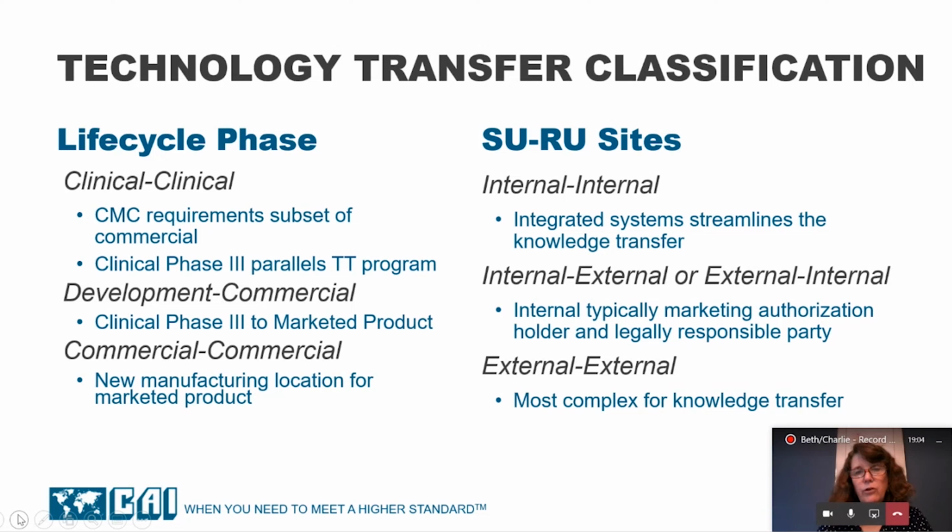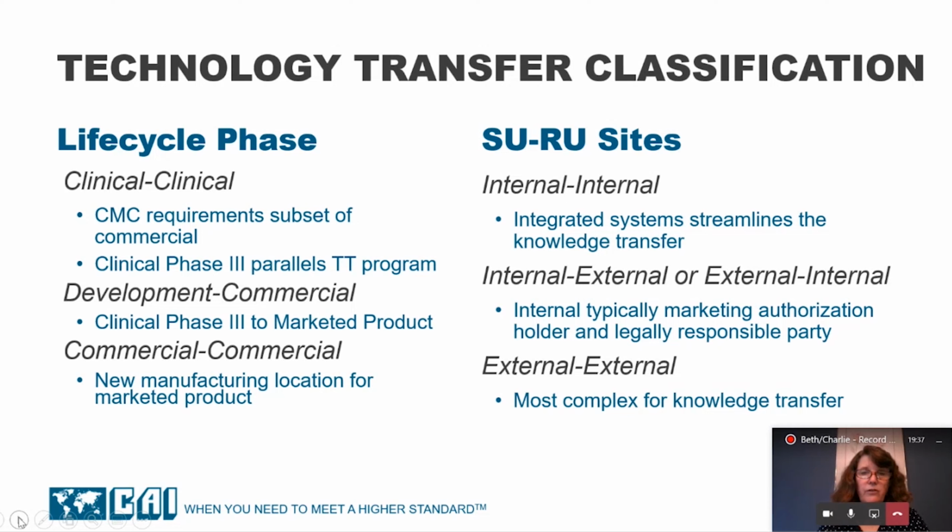The next is internal to external or external to internal. This is where the internal site is typically the marketing authorization holder and is the one legally responsible for that technology transfer and that product. They are the ones that need to have complete oversight of whatever's happening at the external manufacturer. So they're likely going to have their own team as well as a team for tech transfer at both locations in order to facilitate that oversight.